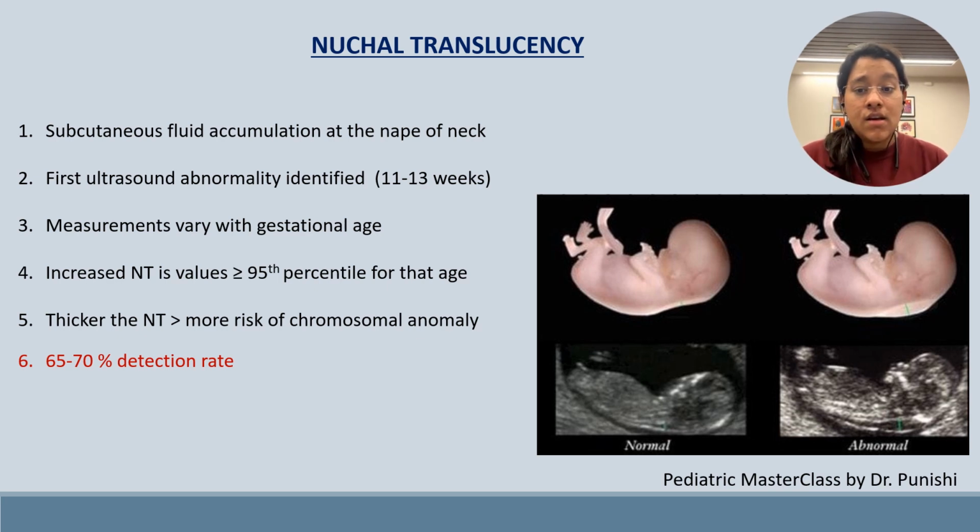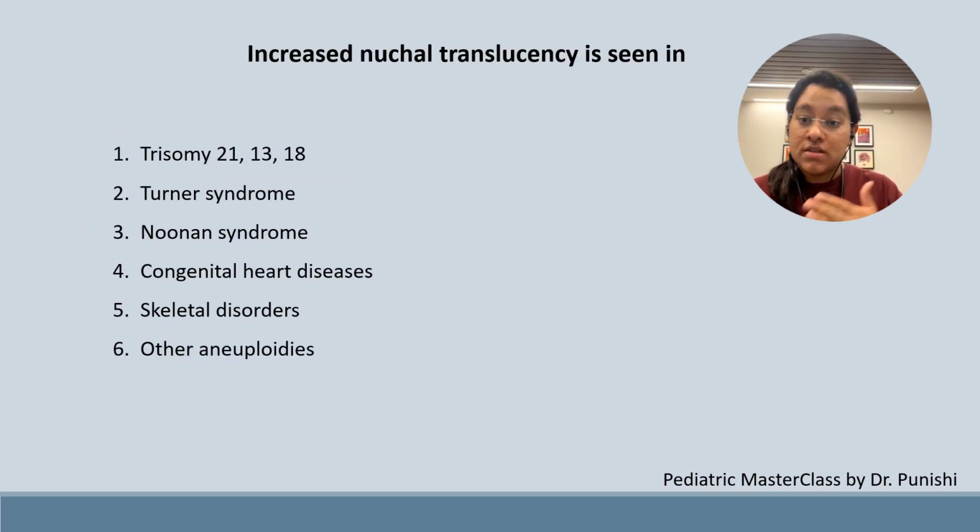Moving ahead, why is it that you can't only rely on nuchal translucency for the antenatal screening? That's because along with Down syndrome, there are a lot of other conditions as well where you might have increased nuchal translucency, like other trisomies, so trisomy 13 and trisomy 18, Turner syndrome, Down syndrome, and even other conditions like congenital heart disease and skeletal disorders can have increased nuchal translucency. So only on the basis of increased NT on the ultrasound, you cannot be sure that this kid definitely has Down syndrome because it is seen in a lot of other conditions as well.